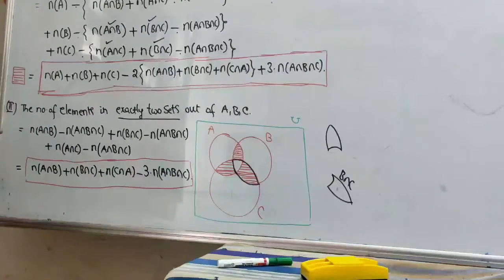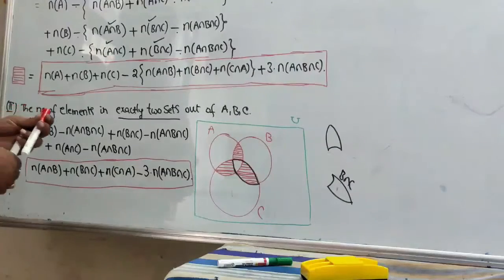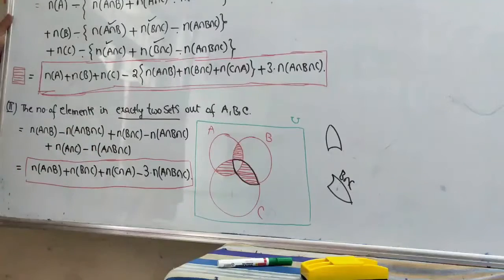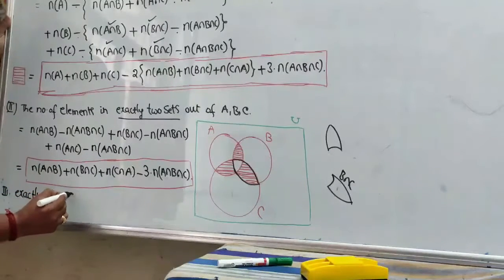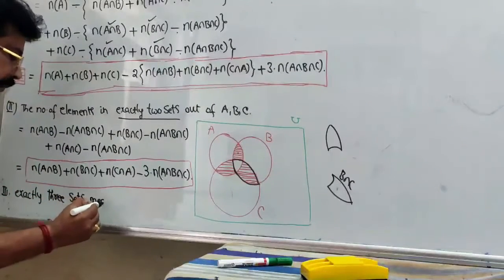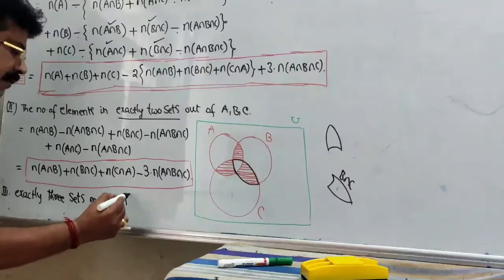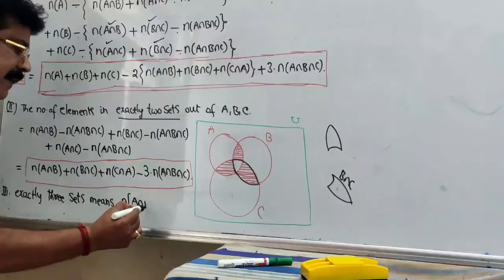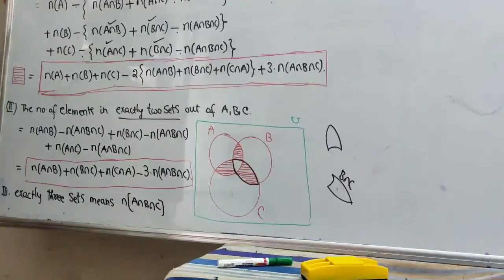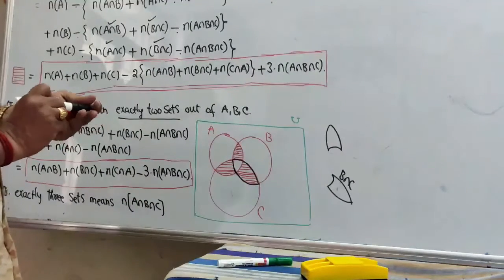Okay. Next, number 3, number of elements in exactly 3 sets. Exactly 3 sets means n of A intersection B intersection C.